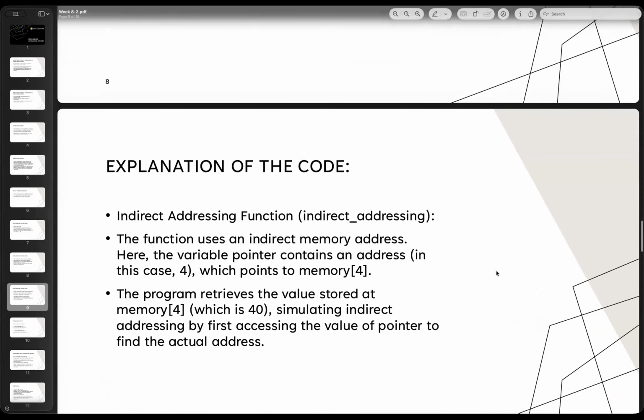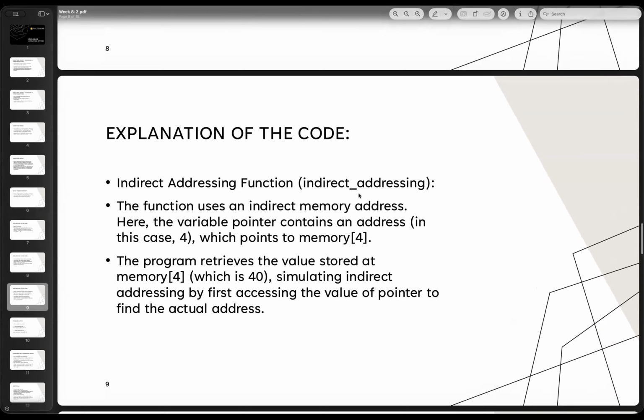But for the indirect address function, we use an indirect memory address. We have a pointer variable containing an address. Let's say we use 4, so we need to point to memory 4, and then the program retrieves the value stored at memory 4, which is 40. We use this to simulate indirect addressing: first we access the value of the pointer to find the actual address. So here's the idea.